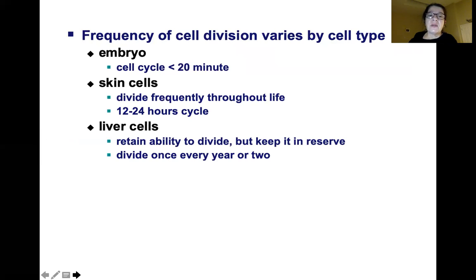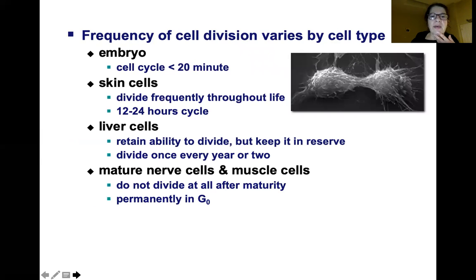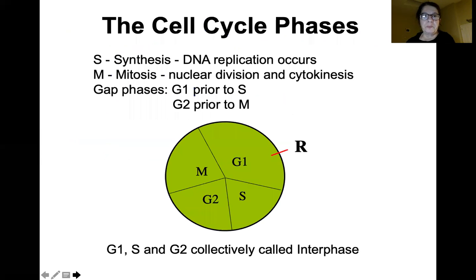Some of our liver cells retain the ability to divide, but they're kept in reserve and they really divide only once every year or two. And finally, mature nerve and muscle cells do not divide at all after maturity. They're permanently in G0. And we're going to explore later what G0 means.